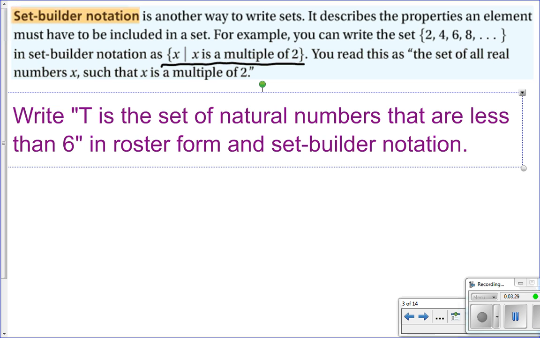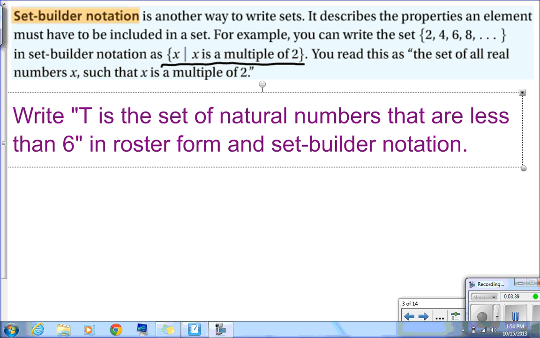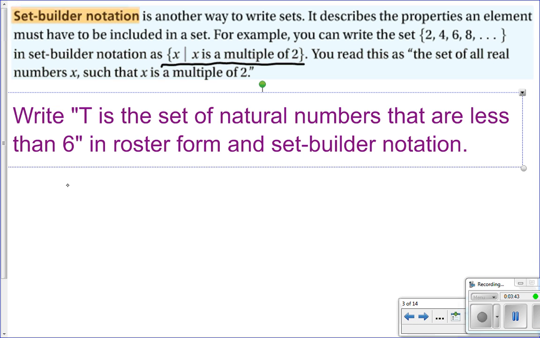So let's try this one together. It says, write T is the set of natural numbers that are less than 6 in roster form and set builder form. So since my set is called T, I'm going to write roster form right here. I say T equals, I'm going to put the braces, and then remember, it's the set of all natural numbers that are less than 6.